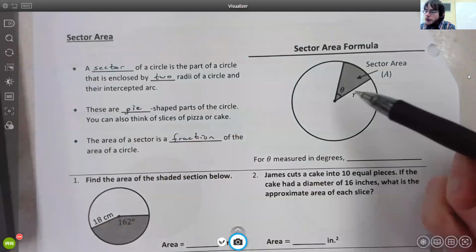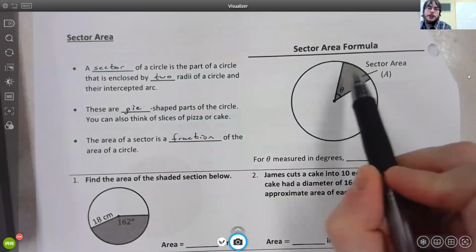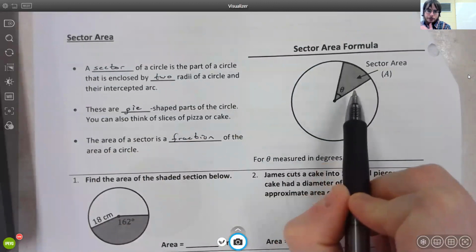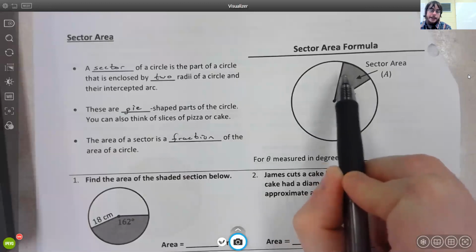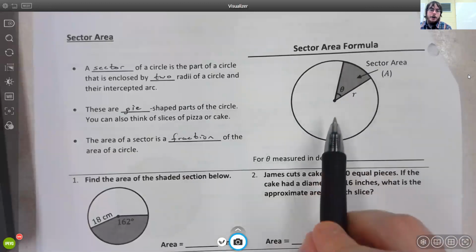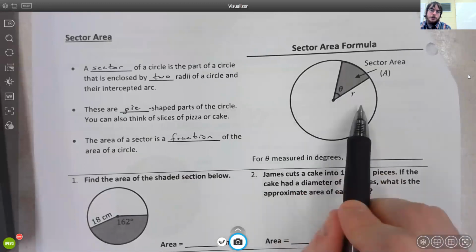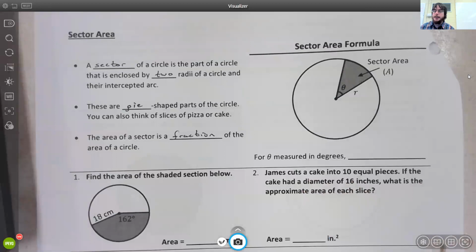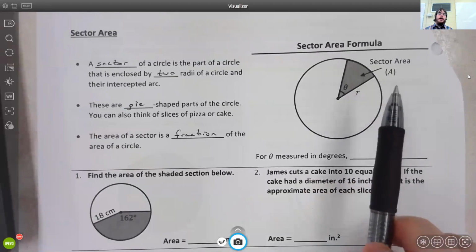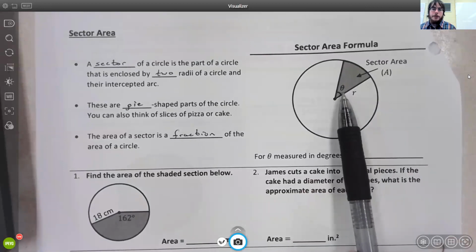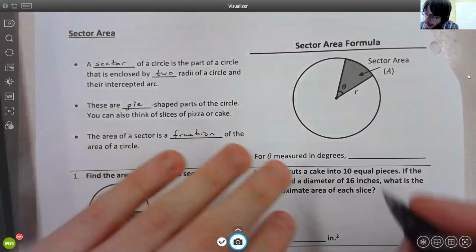So if we look here at our diagram, we have our radius, and you'll see here that this shaded area is enclosed by the 2 radii. Now this white space would be a larger sector, so you could do that, but we'll get into that more as we continue along. So if we want to determine a formula for the sector area, what we're going to be using is this theta. And this theta is the central angle.